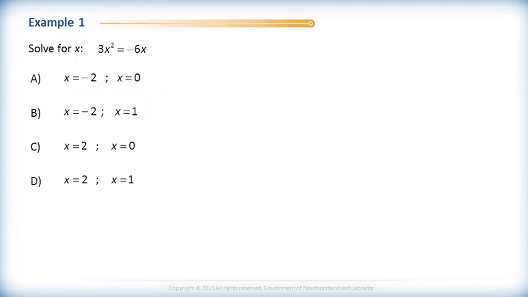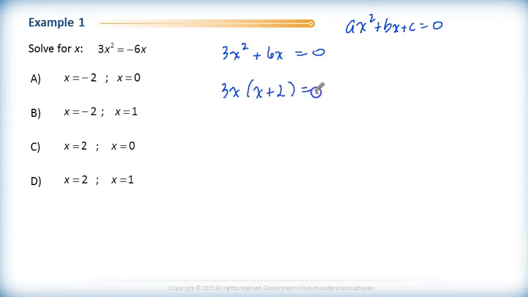In this first one we solve for x. 3x squared equals negative 6x. It's quadratic. We always try to write our quadratic equations in this form before we try to solve by factoring. So we need to bring that negative 6x across the equal sign, make it a plus 6x. Now we factor. There is a common factor of 3x outside of x plus 2.